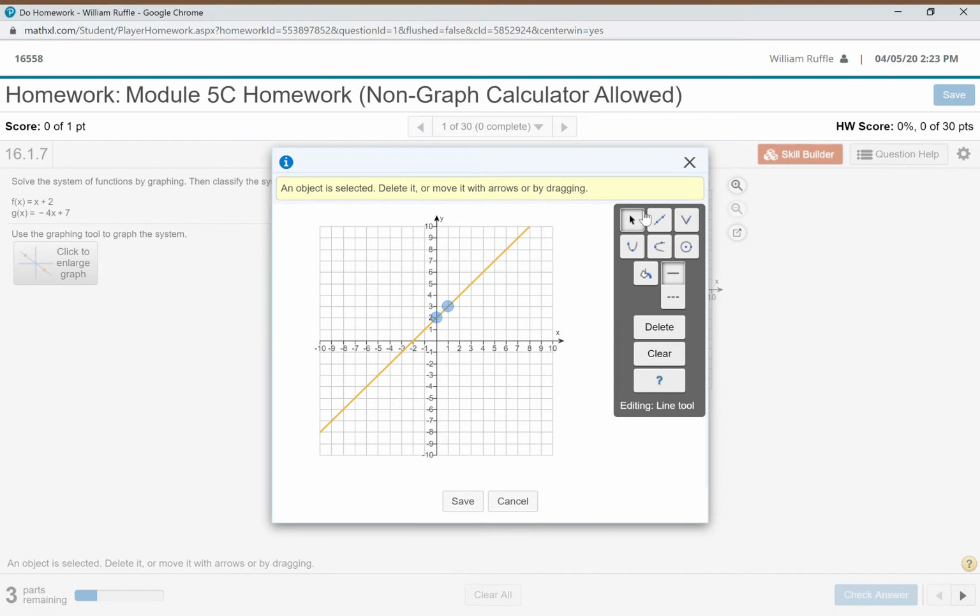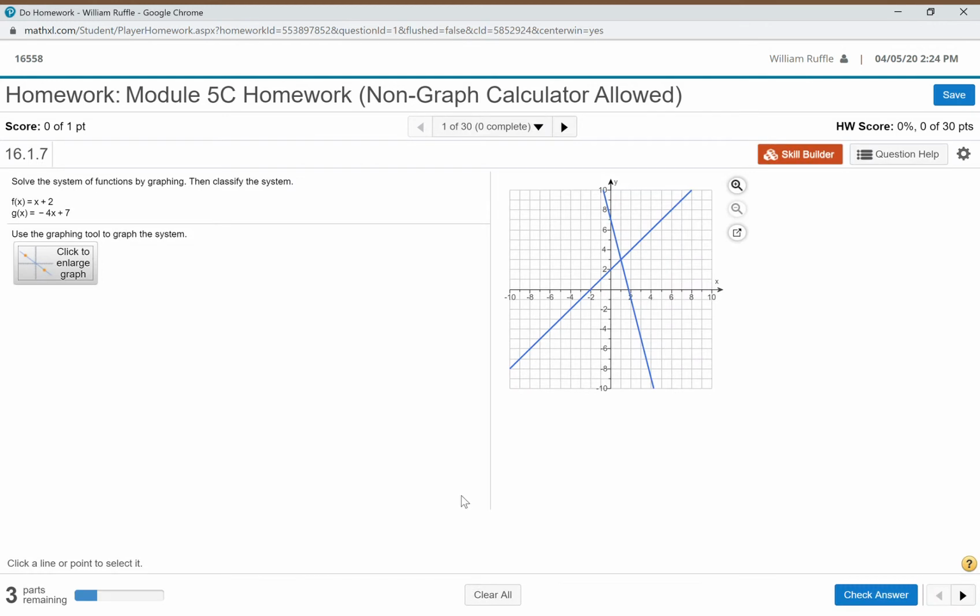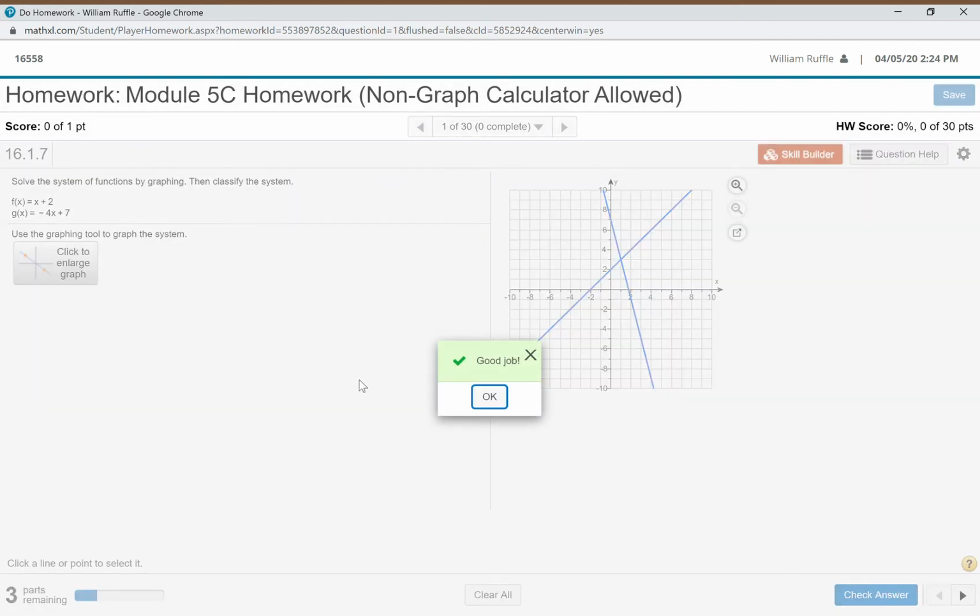My second graph, I got to click on the line tool again, but this time I got to go up to where y equals 7, because that's my y-intercept. Now my slope is just -4, but remember it's -4 over 1. 1, 2, 3, 4, the right once, hit enter. And you can see my intersection here is 1, my x is 1, y is 3. So I click save, I check, good job.